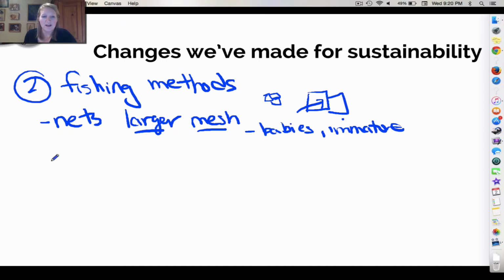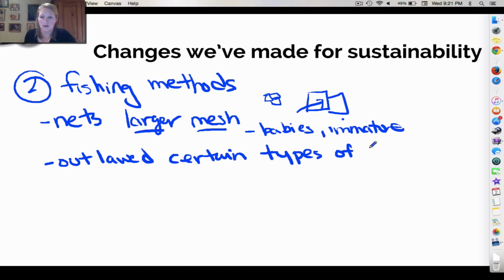We've also outlawed certain types of fishing practices. So the super trawler, that picture that I had, is one that we've outlawed. We've said enough. Like that's overfishing. That's not a sustainable fishing practice.